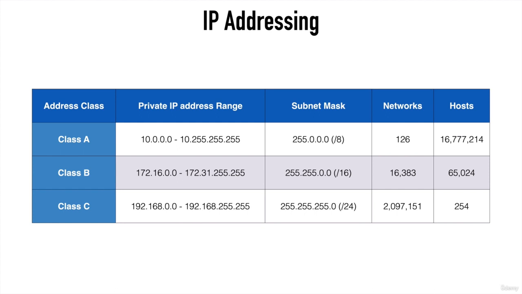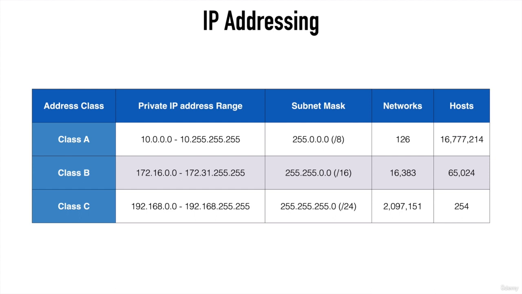Finally, the range you're likely most familiar with, it's certainly the most common, is a Class C private IP address. This is 192.168.0.0 to 192.168.255.255. The subnet mask is a /24 mask, or in other words, 255.255.255.0. This is essentially the opposite of a Class A range.